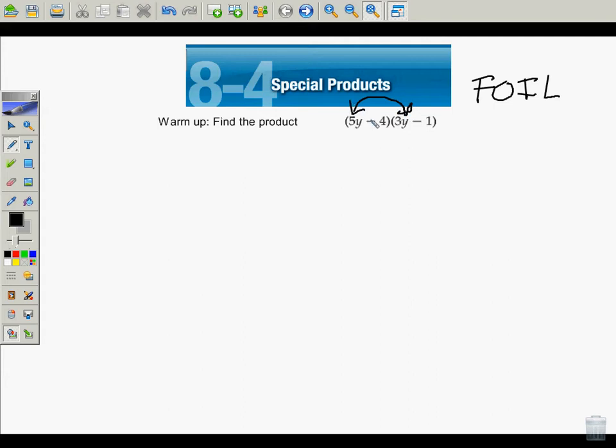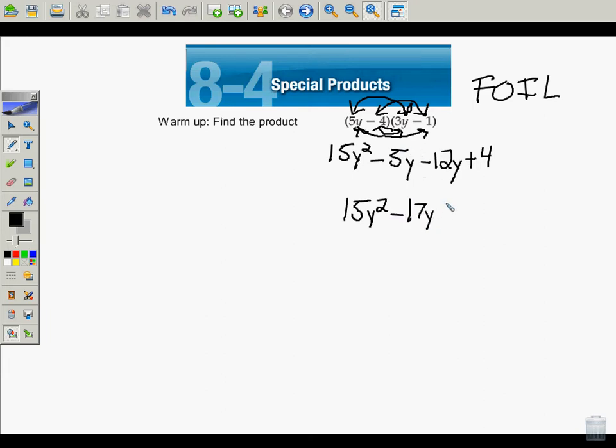First times first, 5y times 3y gives me 15y squared. Then I go ahead and do outside times outside. 5y times negative 1 gives me negative 5y. Inside times inside, negative 4 times positive 3y gives me negative 12y. And then last times last, negative 4 times negative 1 gives me positive 4. Then I go ahead and combine my like terms. I get 15y squared minus 5y minus 12y gives me negative 17y plus 4. That's all there is to it.